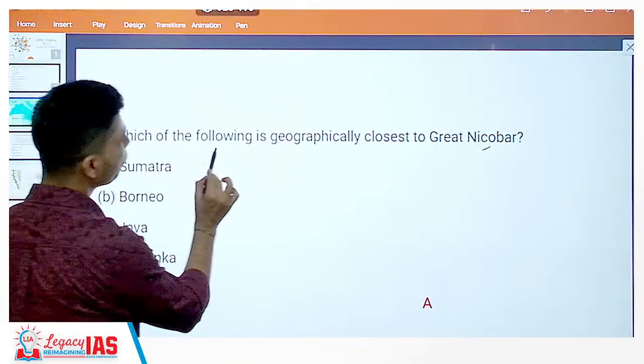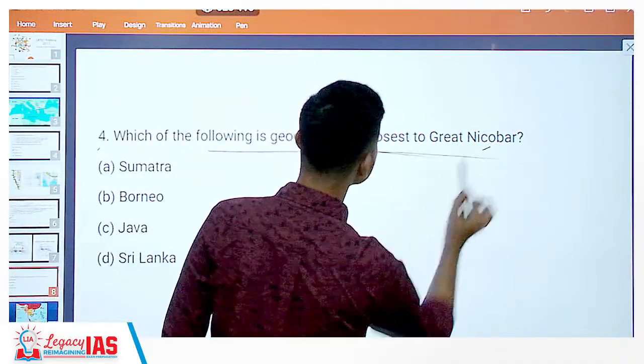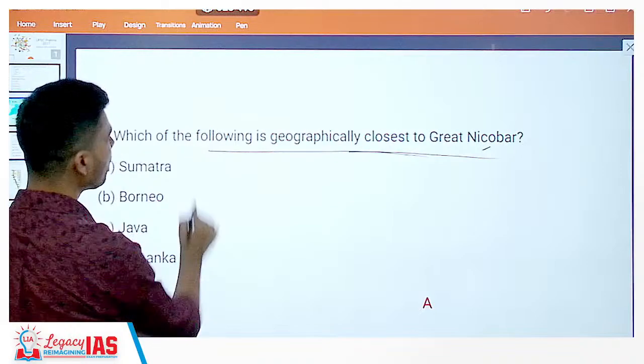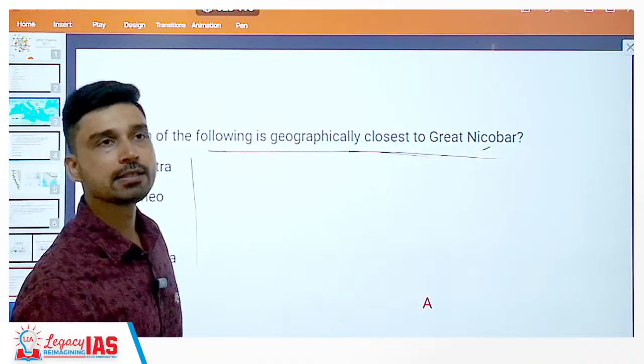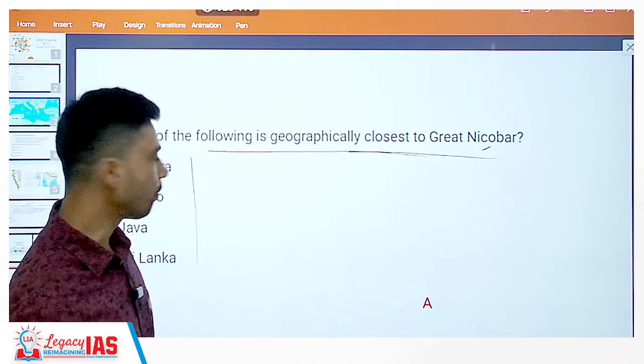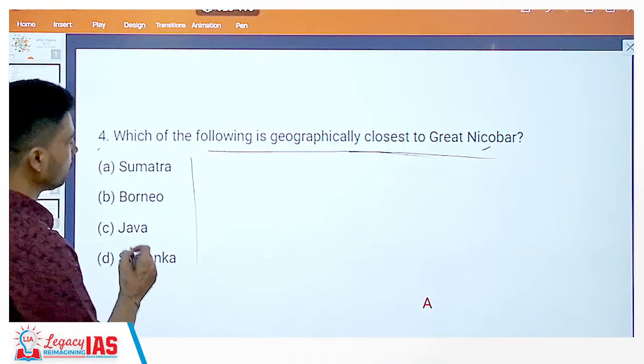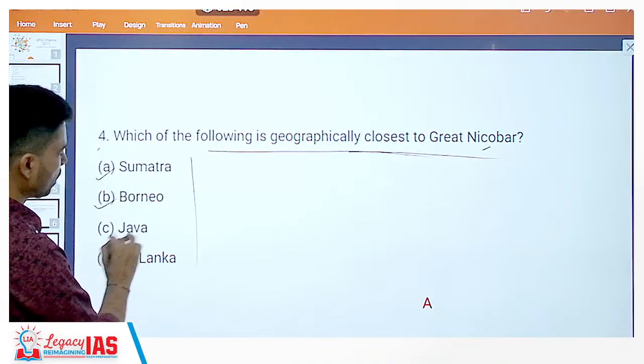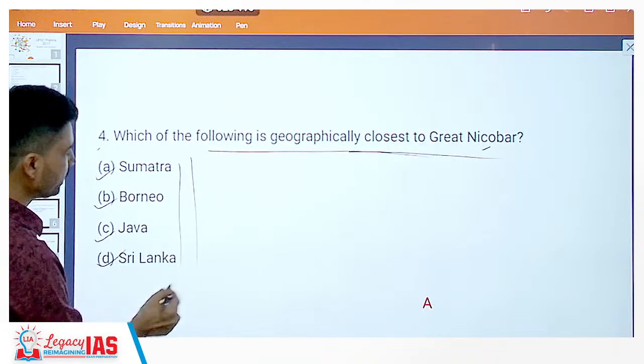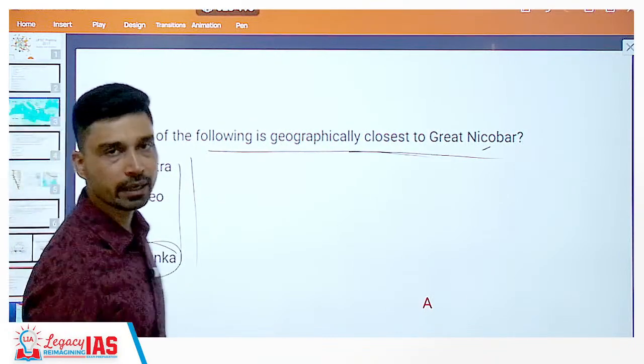So the question is: which of the following is geographically closest to the Great Nicobar Islands? Great Nicobar, we know, is part of the Andaman Nicobar Island group of India. So 4 options are given: Sumatra, Borneo, Java, and Sri Lanka. These 3 are islands of Indonesia, and Sri Lanka we know is an independent country.